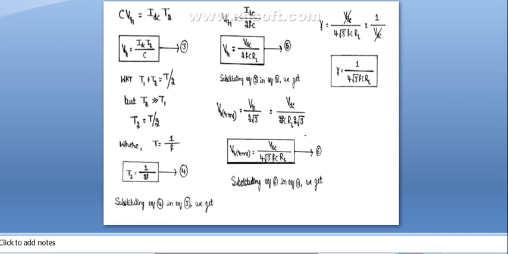If the value of the capacitance is large or the value of the load resistance is large, then it can be assumed that the time T2 is equal to half the periodic time of the waveform. Then T2 equals T by 2, so it is 1 by 2f. So that's why V peak to peak equals IDC by 2fC.